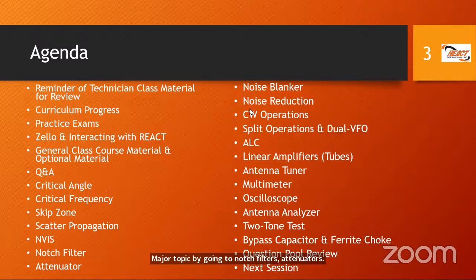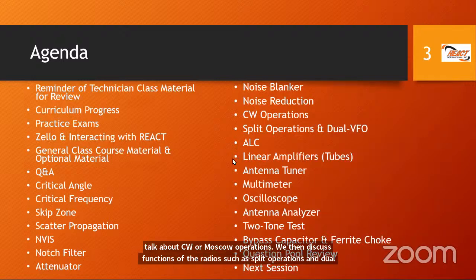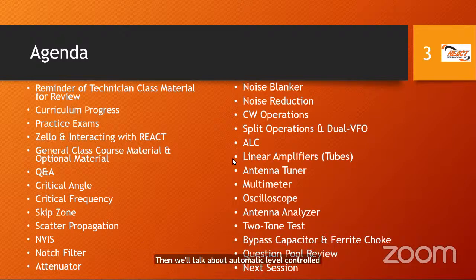We'll talk about CW, or Morse code operations. We'll then discuss functions of the radio such as split operations and dual VFO. Then we'll talk about automatic level control, ALC. Also, we'll begin discussing linear amplifiers, and we'll talk about tube amplifiers. Then we'll touch on antenna tuners.